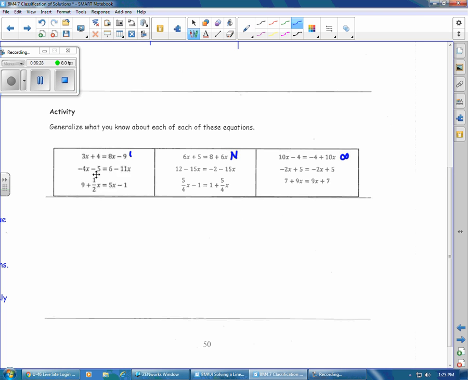Negative 4x minus 5 equals 6 minus 11x. Indicate whether you think there's going to be one solution, no solution, or infinitely many solutions. Just write maybe a little something next to them and see if you can classify the rest of these equations. Go ahead and pause the video and do that.